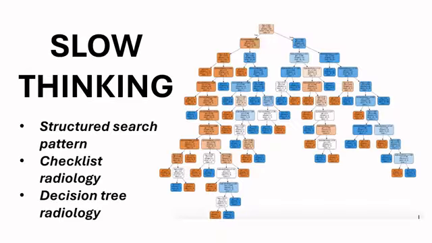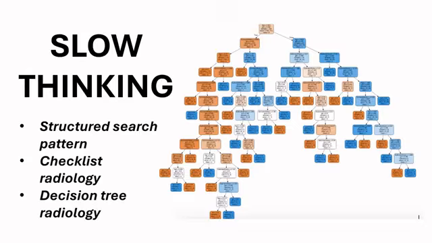So this is slow thinking. There are a lot of presentations on this channel, and most of them basically are about slow thinking, because in it we talk about, let's say, imaging of brain tumors, how to analyze them, and that's always systematic. It's always based on a systematic analysis. It starts with a structured search pattern. You look at your images in a systematic way, and then you follow certain checklists to be sure you didn't miss anything, and it's basically decision tree radiology.